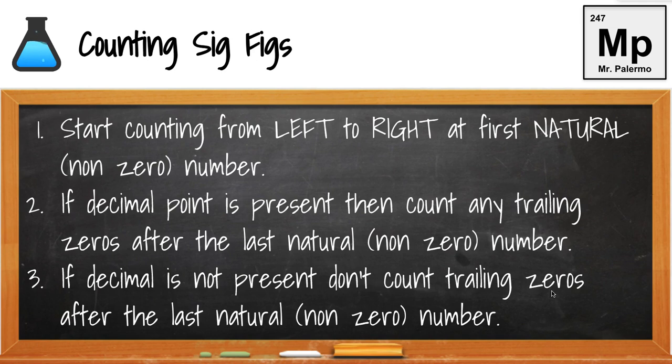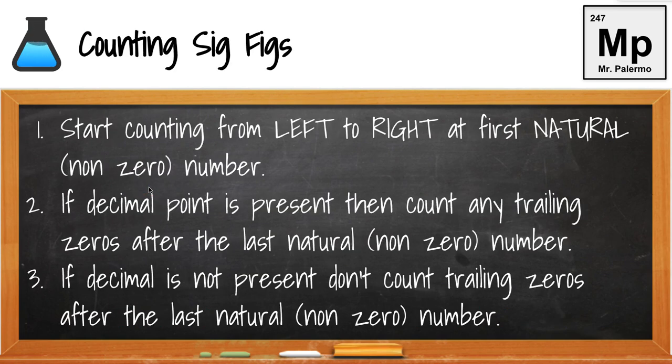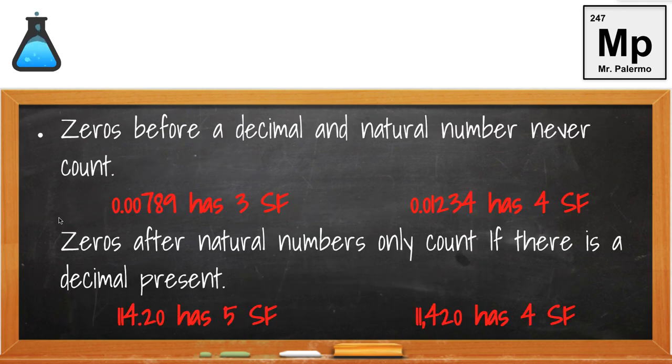So let's recap that. So when I want to count significant figures, here's what I do. I start counting from left to right at the first natural number, the first non-zero. Okay, so going back here, if I wanted to count this up, I start counting at the first natural number, which is going to be the 7. The second step, if the decimal point is somewhere in the number, then you count any of those trailing zeros. Those are the zeros after the last natural number. So again, going back here, there's a decimal point here, so I'm going to count the trailing 0 here. No decimal point in this number, I don't count the trailing 0.